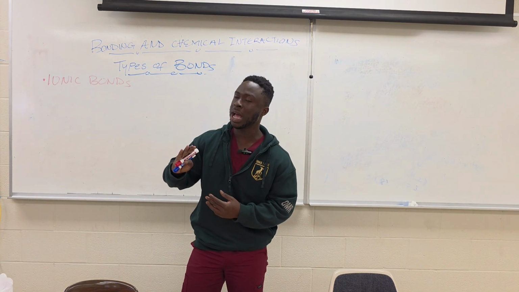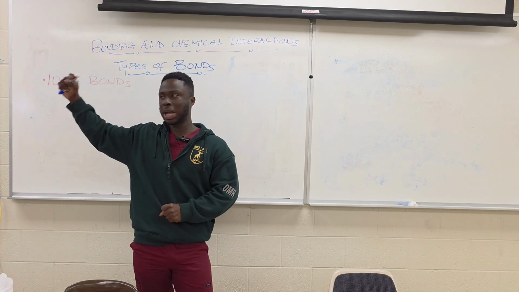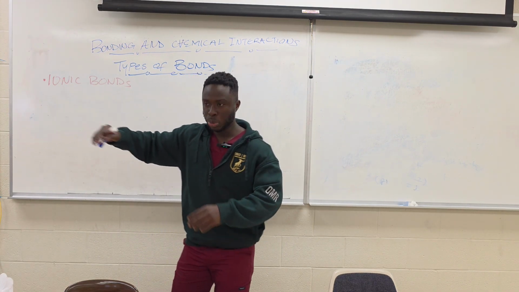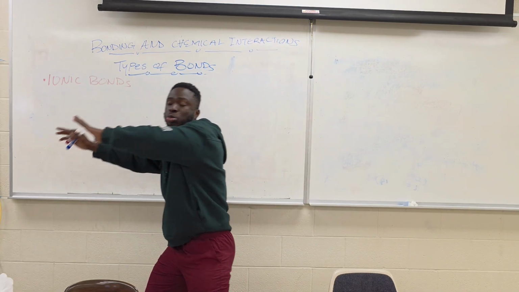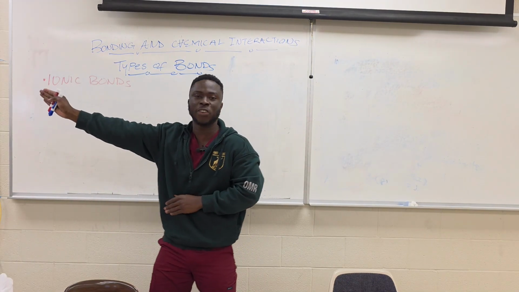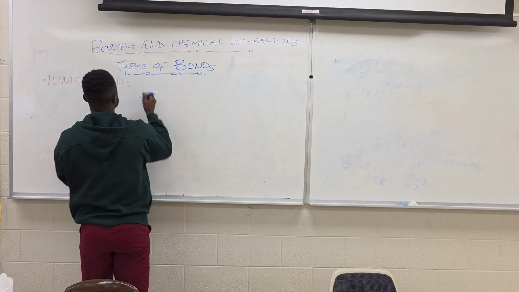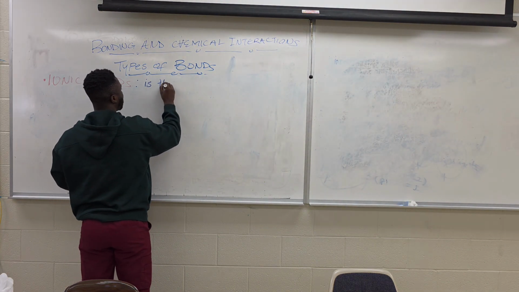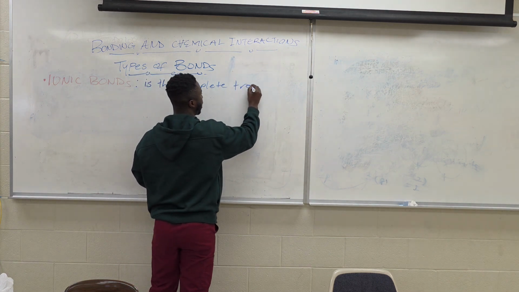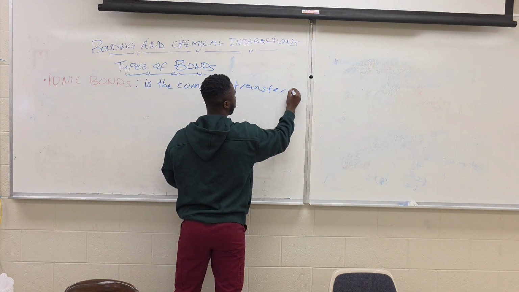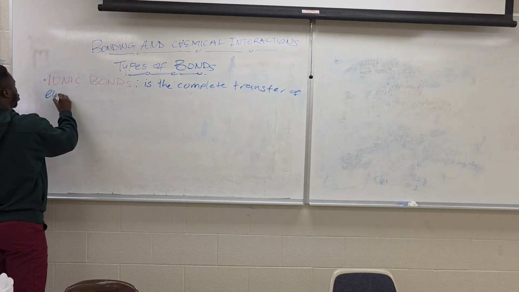Now, keep in mind that in ionic bond, we yanked out an electron and gave it to one person. We took it from one atom and gave it to another atom. So it's complete transfer of electrons. So ionic bonds is the complete transfer of electrons.